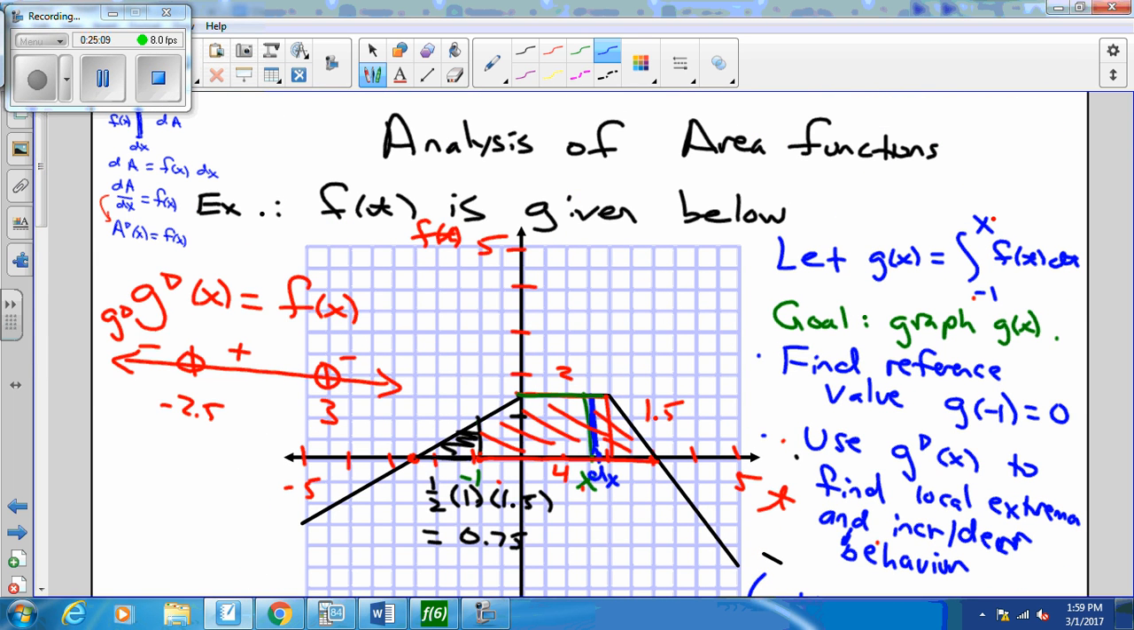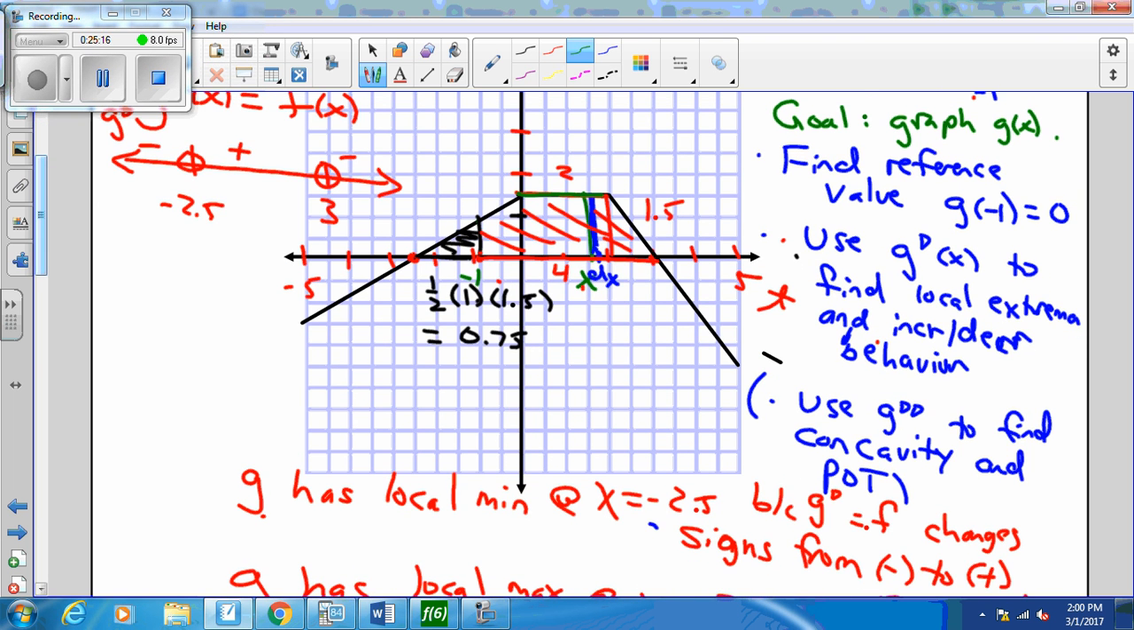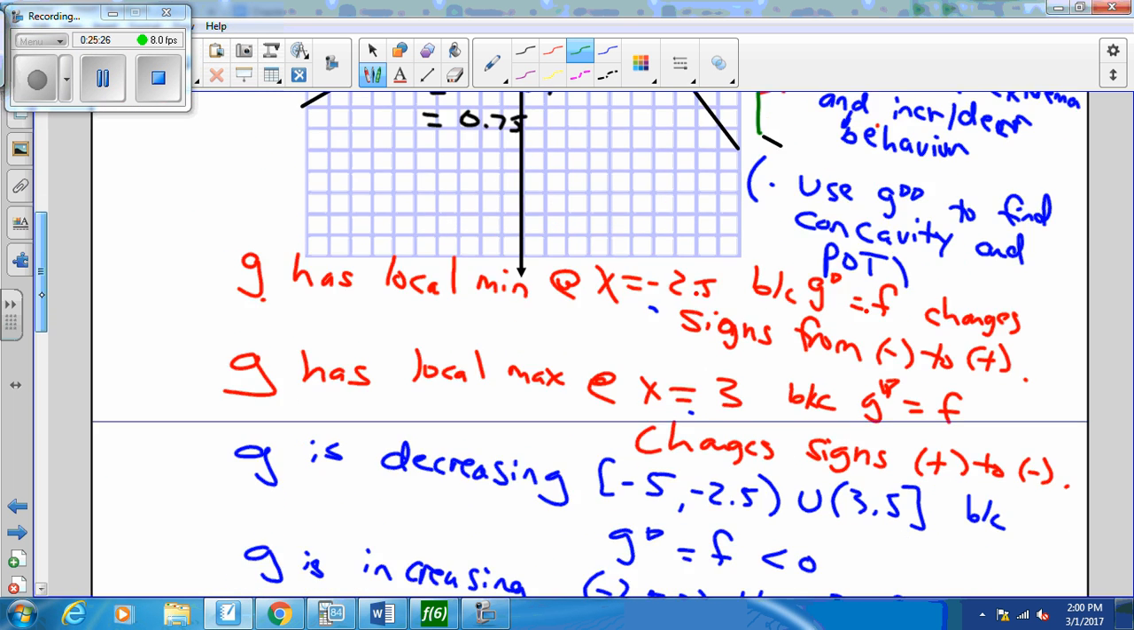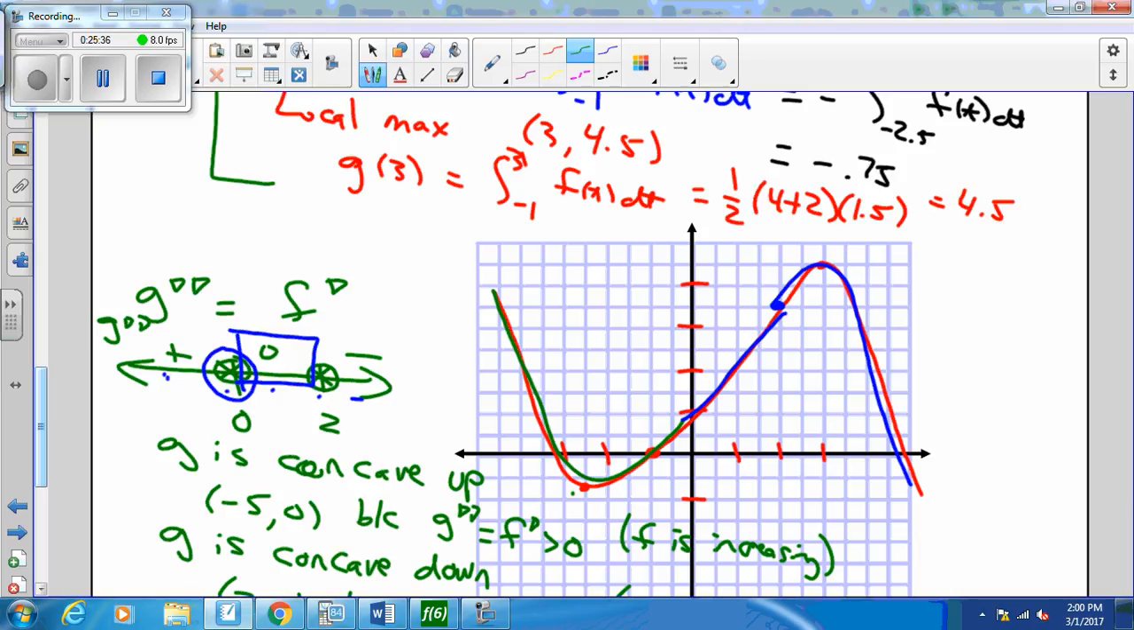All right, so let's go back through this whole analysis. It took us a while to do this, but once you've practiced, it's not too hard. So the main meat of what we did was to first find the reference value, easy. Second, we used g prime, which is f of x, to find the local extrema and the increasing and decreasing behavior. And the one thing that we added to that was that we could actually find y values, so that we have a good range of values to work between. That's pretty good. And then we just used a smoothish curve to get there, and then we could check ourselves with the g double prime integration.